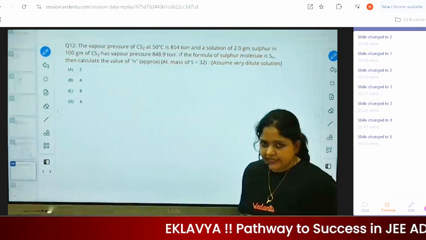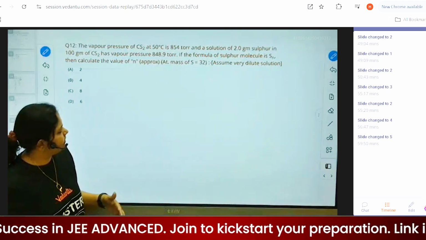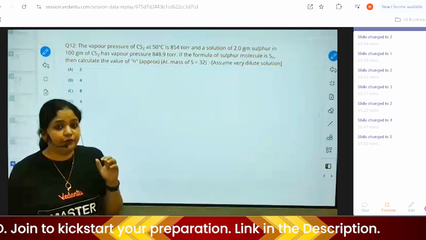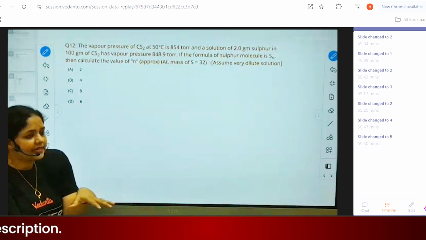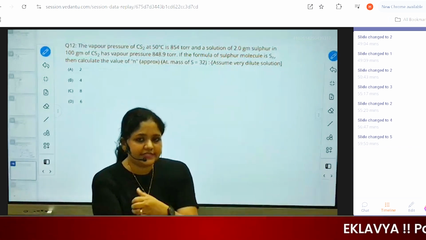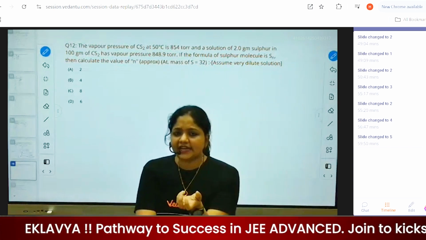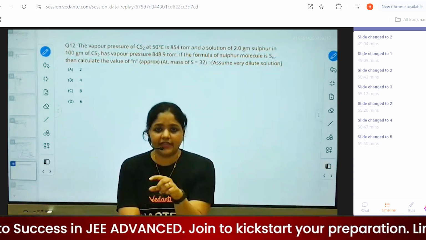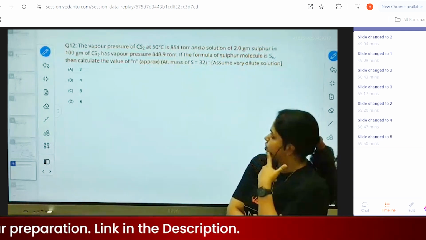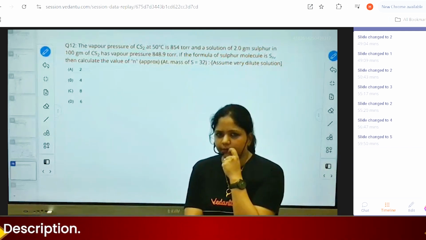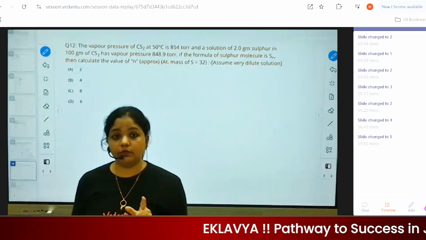The vapor pressure of CS2 at 50 degrees Celsius. CS2, let's see the question. At 50 degrees, 854 torr. Okay, fine. Next, add a solution of 2 gram sulfur in 100 gram of CS2. So firstly, they have given the vapor pressure of the pure solvent, which is CS2, and they have mixed sulfur with CS2, and they have given the vapor pressure of the solution, which happens to be 848.9. Next, if the formula of sulfur is Sn, we have to find out what is n there.